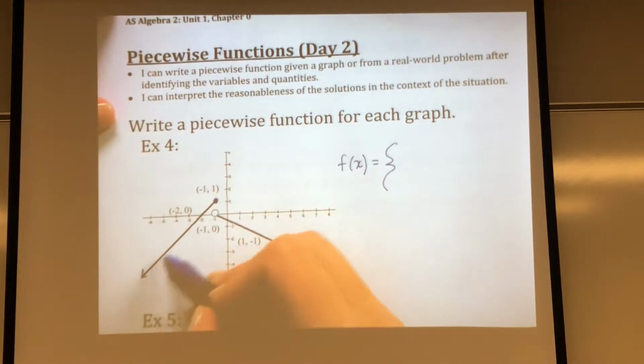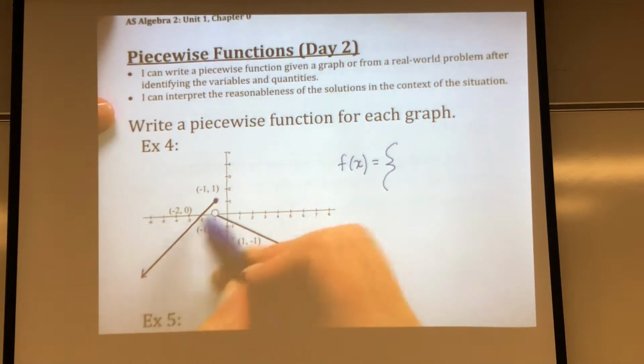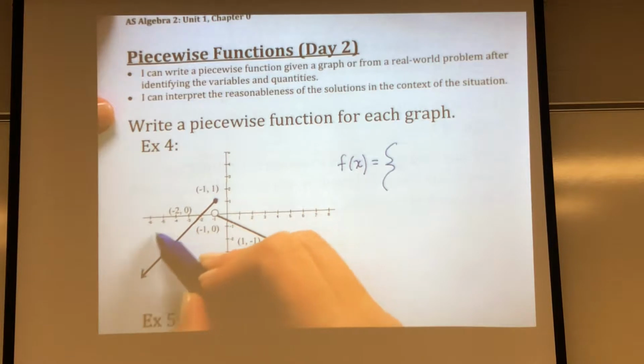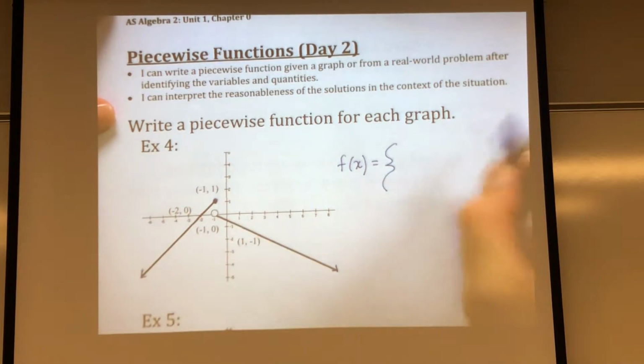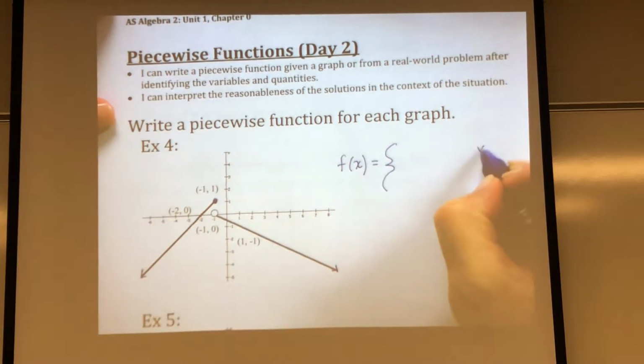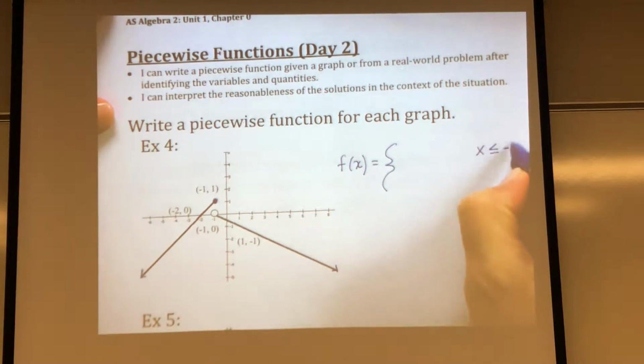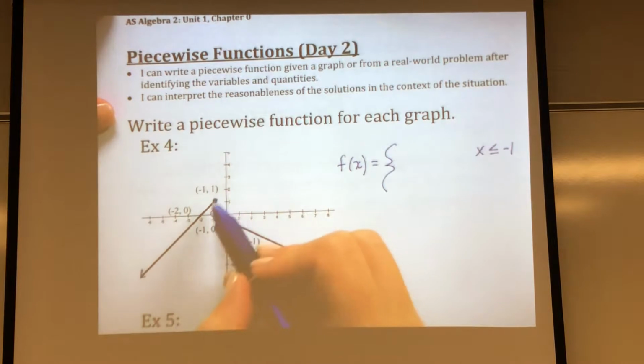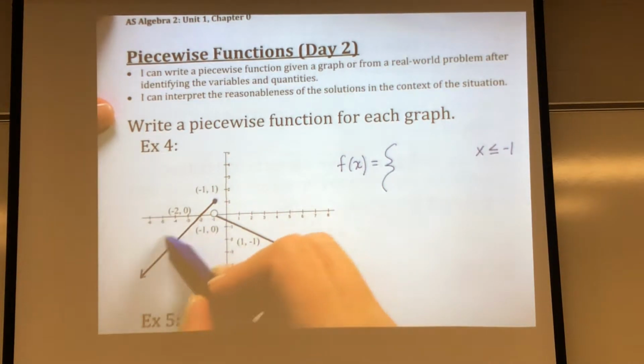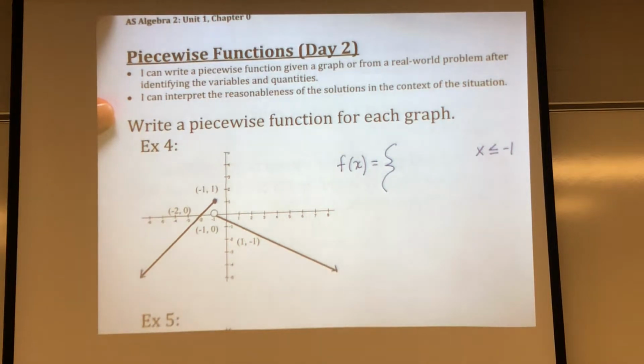If we take this one here on the left, we can tell that it's starting at -1 and moving to the left. So as far as our restriction goes, we know that x is going to have to be less than or equal to -1 because of the closed circle, that tells us the equal to, and that we're always going to the left of -1.